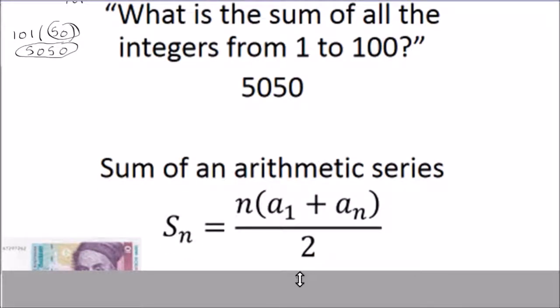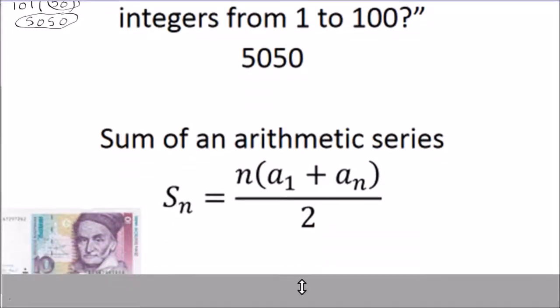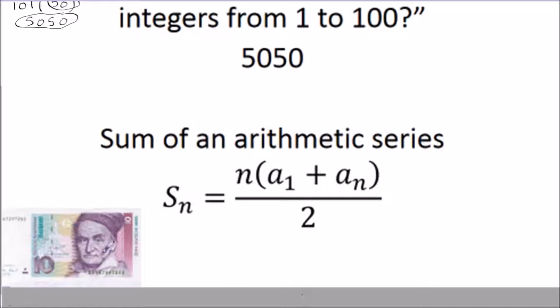okay? And so you probably want to go ahead and get this down in your notes. Okay, and this is actually some currency that has Gauss's face on it from when he was a little more old and Santa Clausian.